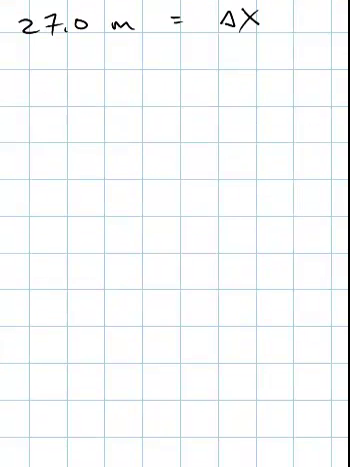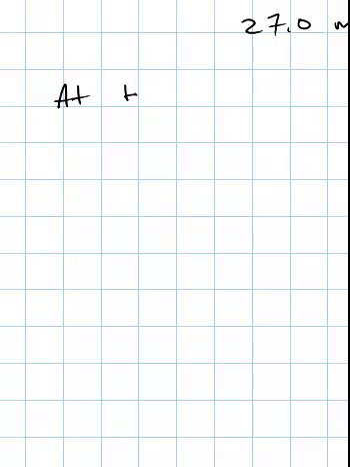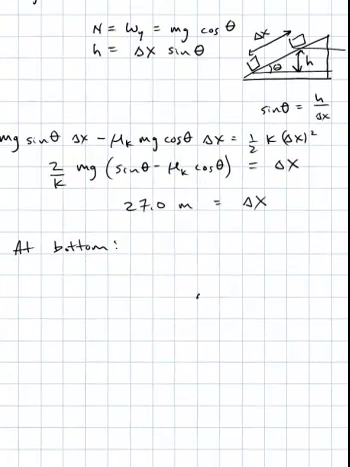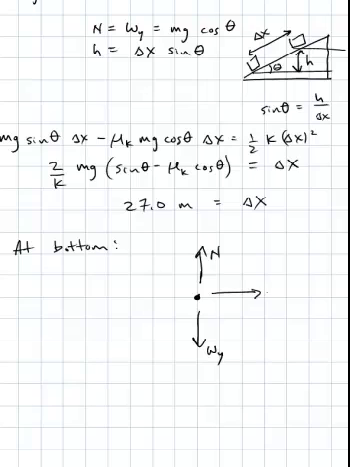And now let's see if it stays there. Does it come to rest momentarily at that point? Is the spring gonna pull it back up the incline, or is it just gonna sit there? Let's take a look. So at the bottom, we've got the block. There's a normal force up. There's a weight in the y direction down. There's a spring pulling up the incline. And there's a weight in the x direction pulling down the incline.